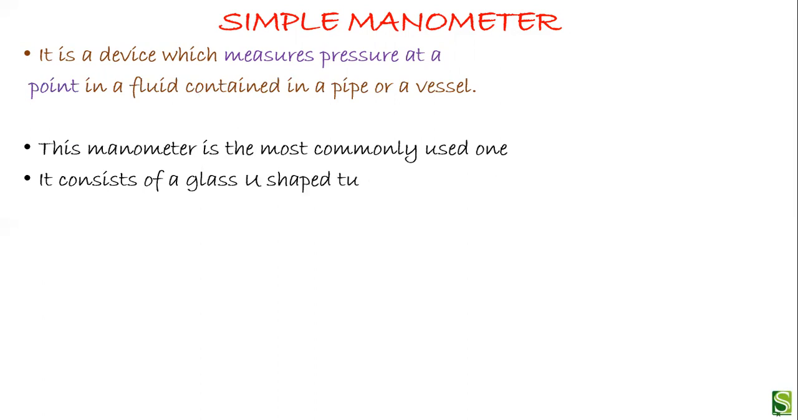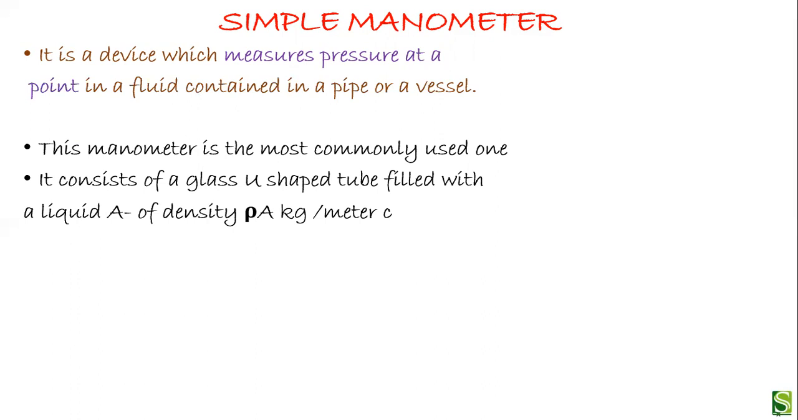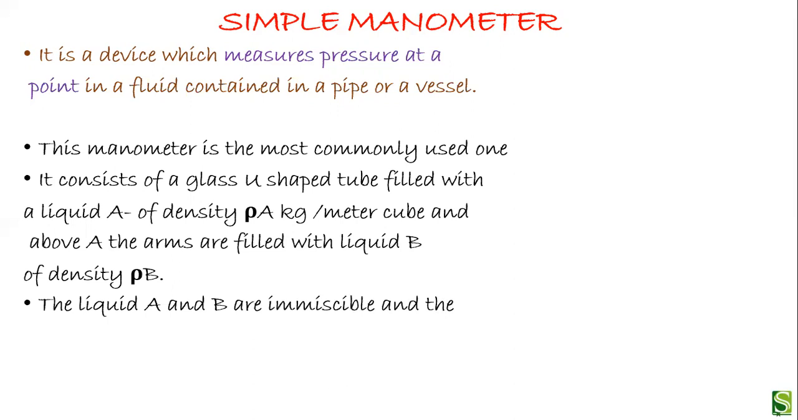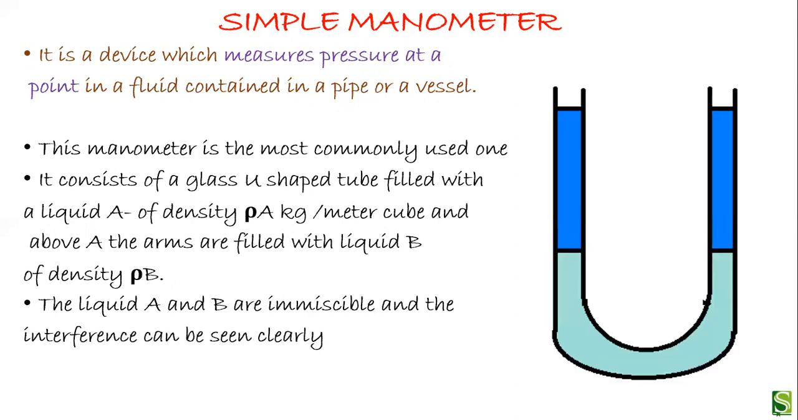It consists of a U-shaped glass tube which is filled with liquid A, which has density rho A kg per meter cube, and above liquid A, the arms are filled with liquid B. Again the density of liquid B will be rho B kg per meter cube. Liquid A and liquid B are completely immiscible, and the interface between these two liquids is clearly observed.